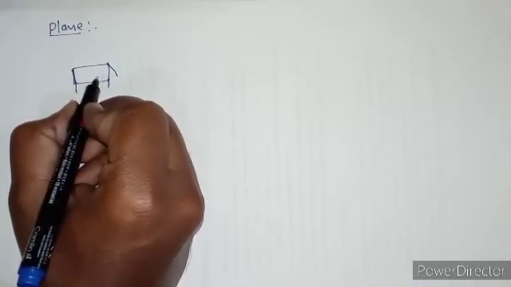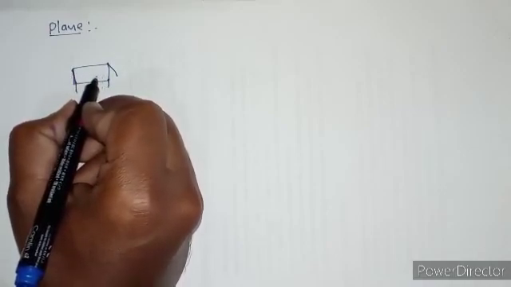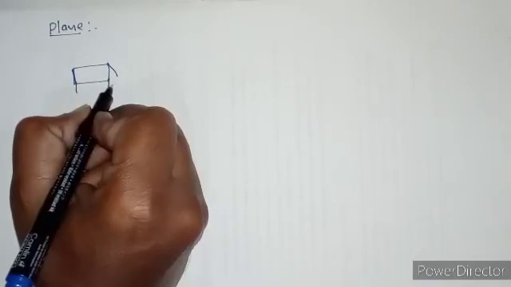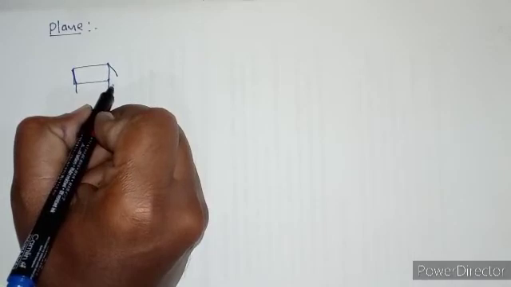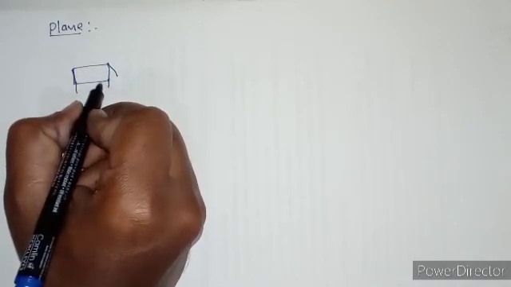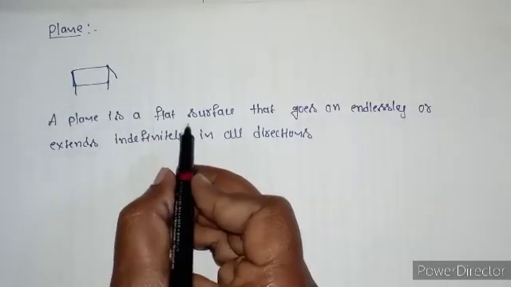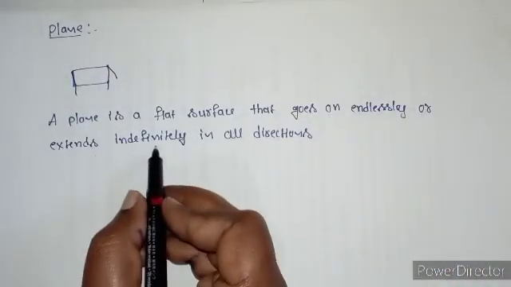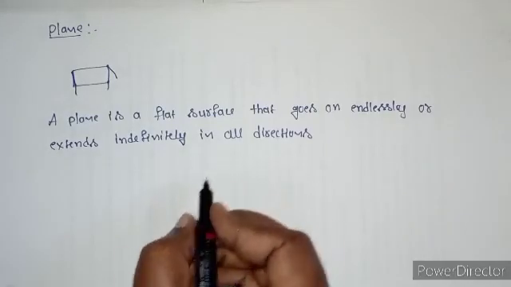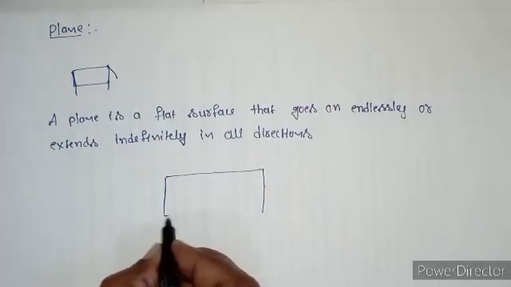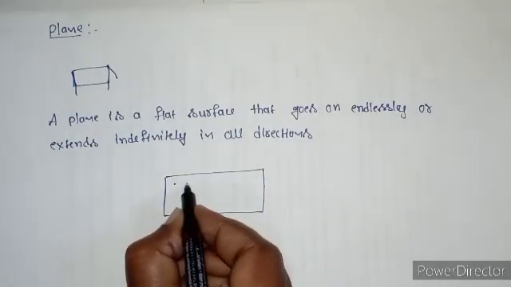Imagine the surface of the table is extended in all directions, right? What will we get? We will get a plane, right? A plane is a flat surface that goes on endlessly or extends indefinitely in all directions. For example, all of you see here, this is one point.